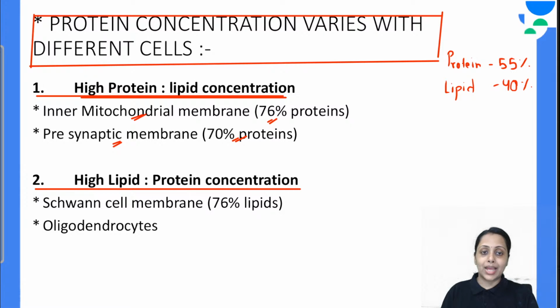Next is the high lipid concentration. There are some membranes where lipid concentration is more, like our Schwann cell membrane and our oligodendrocyte, which consist of more lipid concentration. 76% lipid is present in their cell membrane. So remember, our nerve cell membrane has high lipid to protein concentration.